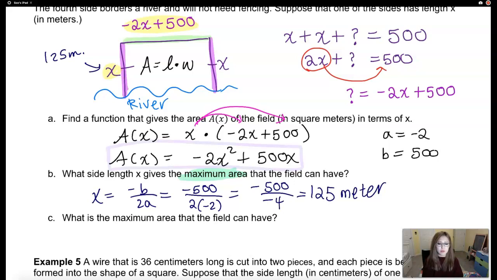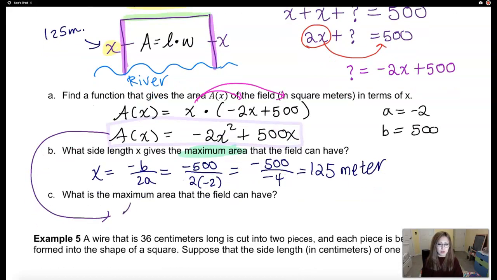This function will help us find the area of this rectangular prison or whatever this is. So A of, what are we plugging in? X is equal to 125. So go ahead and evaluate that by plugging in 125. I'll get my calculator now.